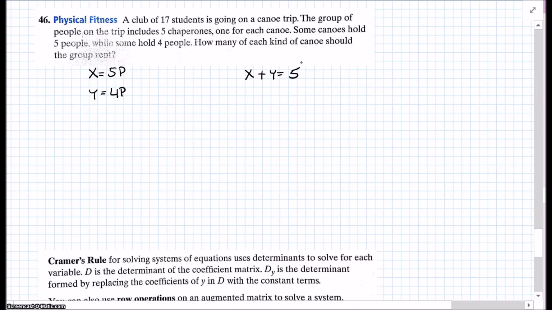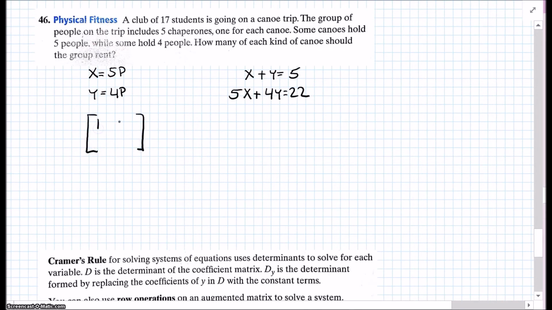We also know we've got a total of 22 people, 17 students and 5 chaperones. So we know the bigger canoes hold 5 people and the smaller canoes hold 4 people, and we need them to hold a total of 22 people. So now I have a system of equations. Now I can set up my coefficient matrix.